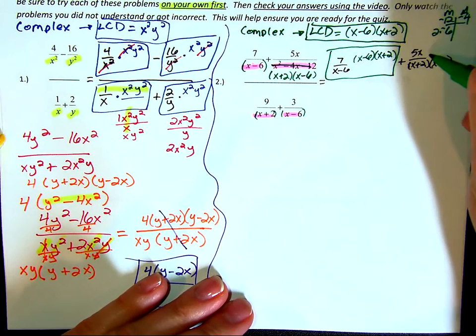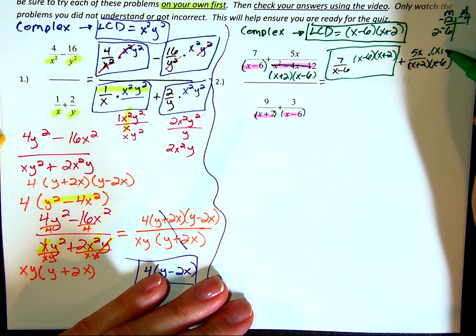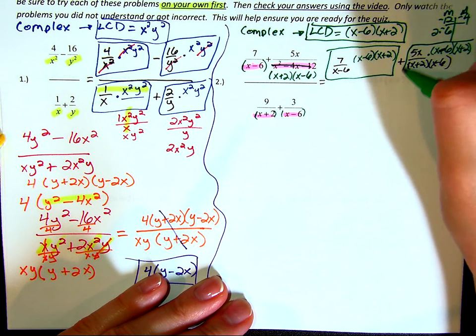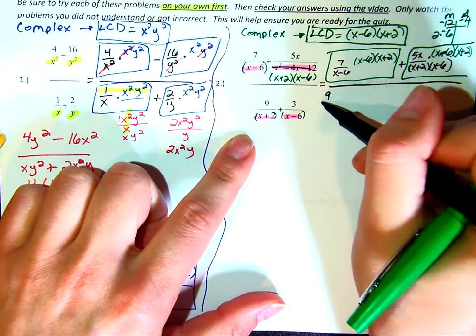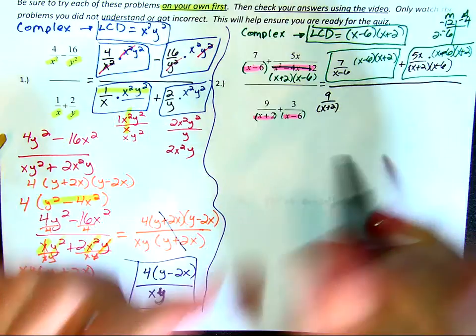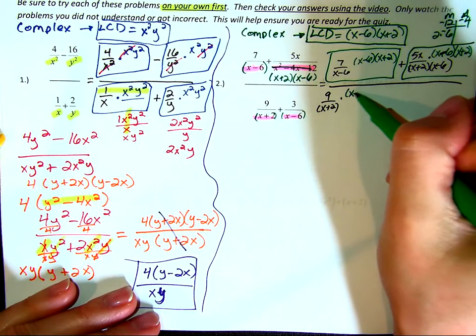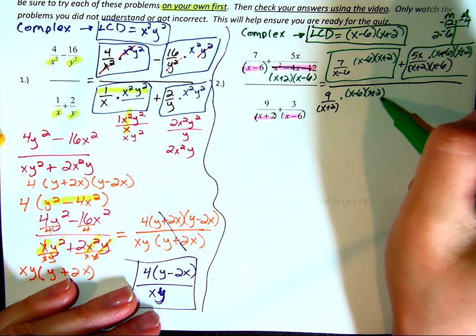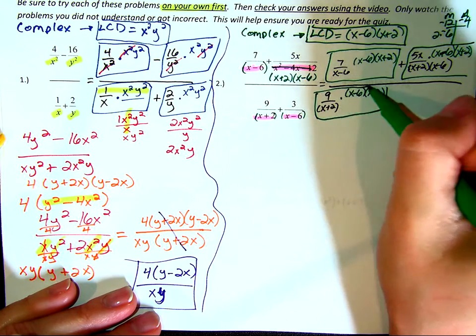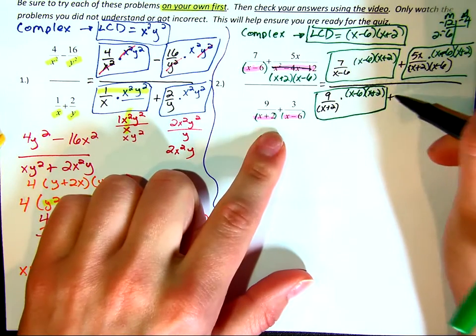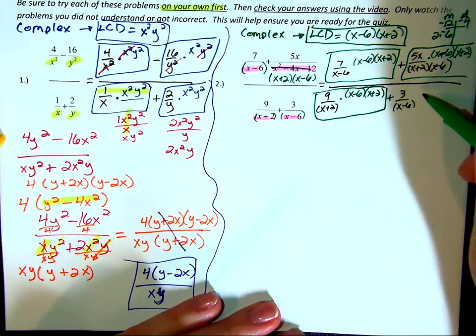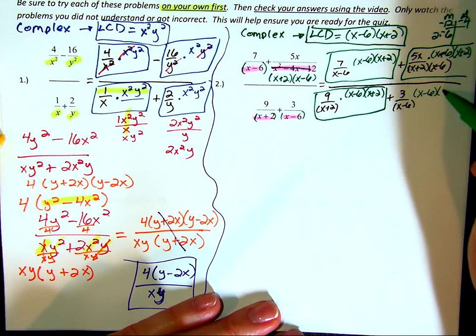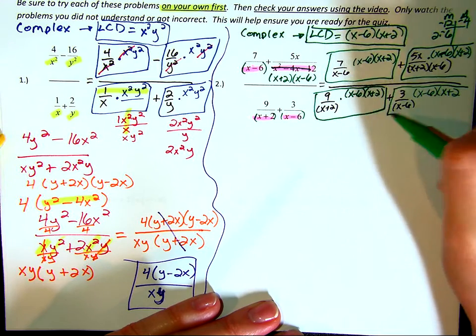Multiply that by x plus our LCD, which was x minus 6, x plus 2. Box that in. This is all on top of 9 over x plus 2. Multiply that by our LCD, x minus 6, x plus 2. Box it in. Bring over our plus sign and our 3 over x minus 6. And multiply that by our LCD, x minus 6, x plus 2. And box that one in.